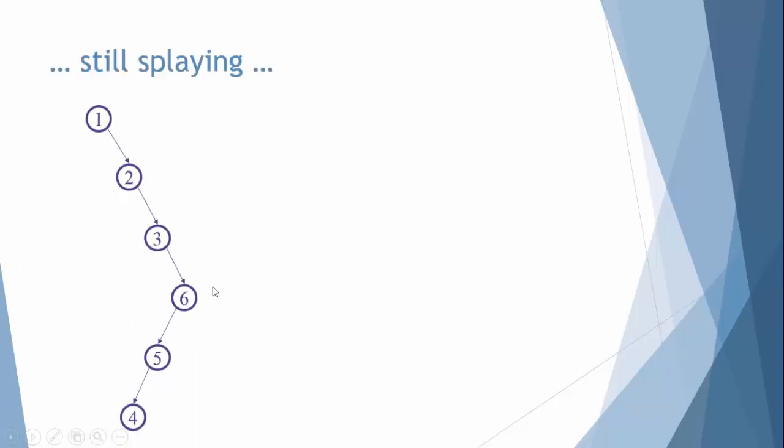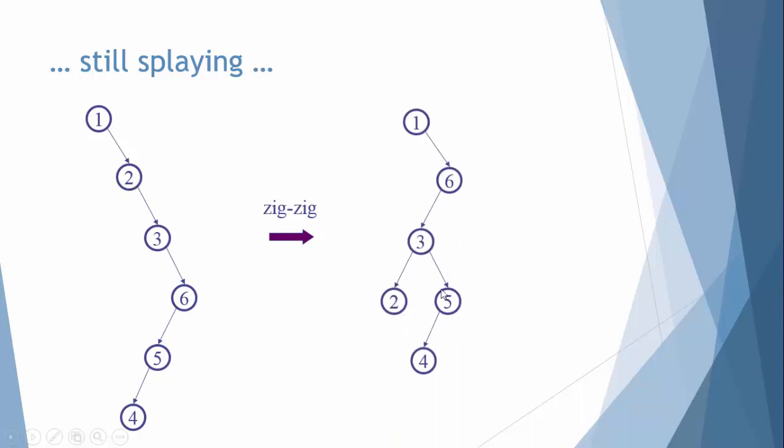Still splaying. Now we have a parent and a grandparent, so the pattern is still zigzag. What we need to do is make 6 the parent of 3, and this left subtree of 6 the right subtree of 3, and make 3 the parent of 2, and that's it. So 6 is the parent of 3, and 5, 4, which was the left subtree of 6, becomes the right subtree of 3, and 3 is the parent of 2.